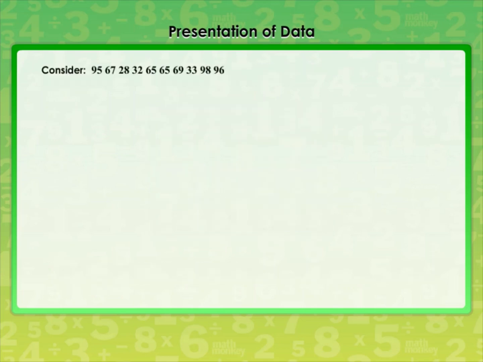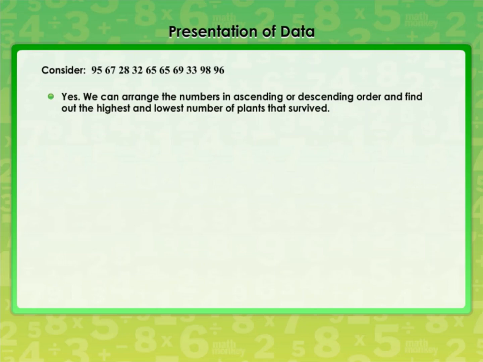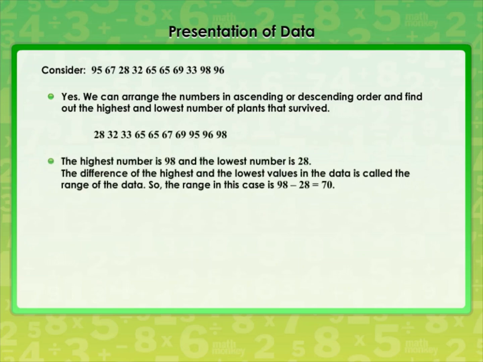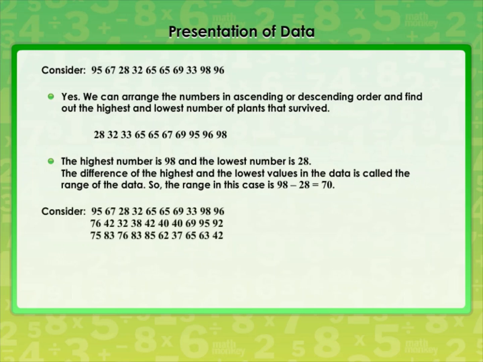Consider the number of plants that survived in the first 10 schools alone. Now can you find the highest and lowest number of plants that survived? Yes, we can arrange the numbers in ascending or descending order and find out the highest and lowest number of plants that survived. The highest number is 98, and the lowest number is 28. The difference of the highest and lowest values in the data is called the range of the data. So, the range in this case is 98 minus 28, which is equal to 70.